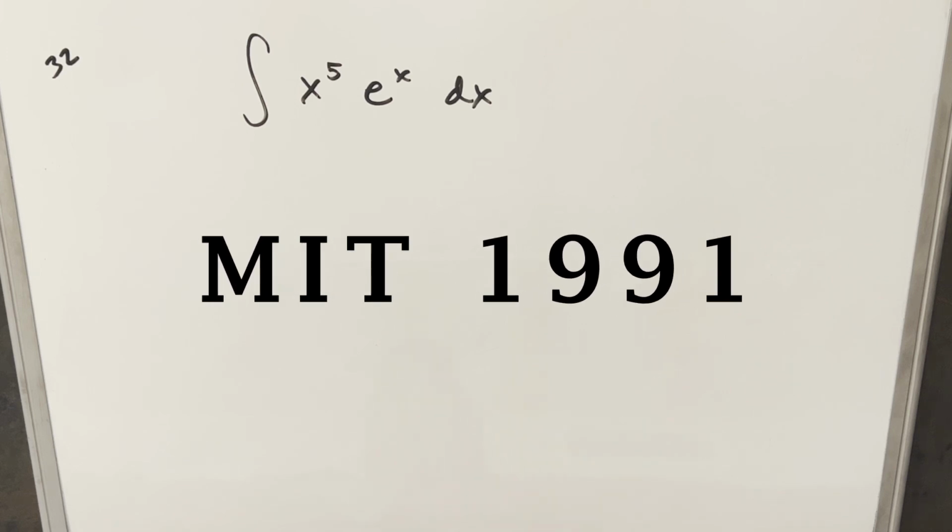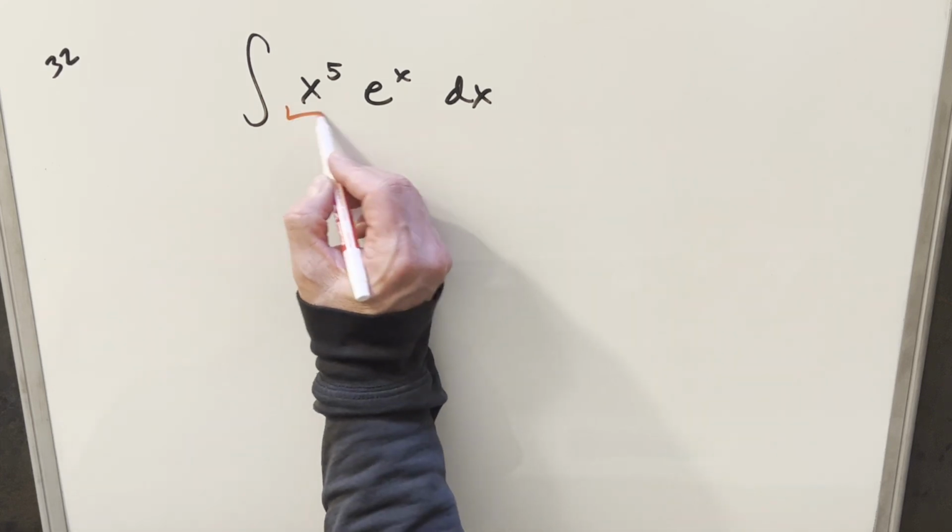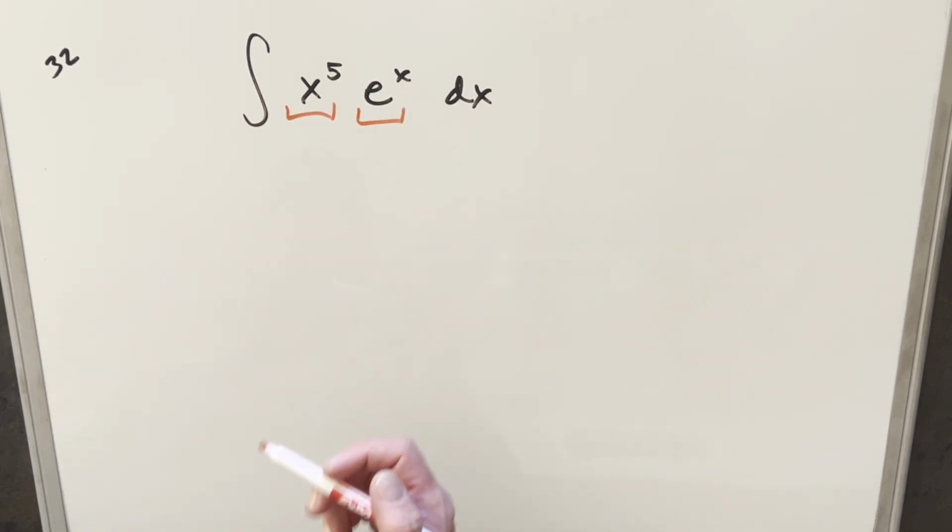Okay, we have here today another integral from the MIT Integration Bee from 1991, problem 32. We have the integral of x to the fifth times e to the x dx. Now, to get started with this, I'm just noticing we've got two things and they don't really work particularly well together. So the only way I really know to do this is actually with integration by parts.